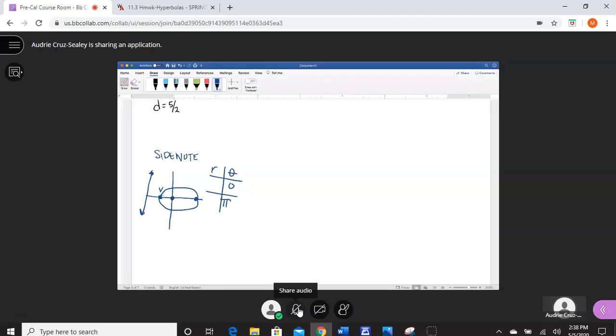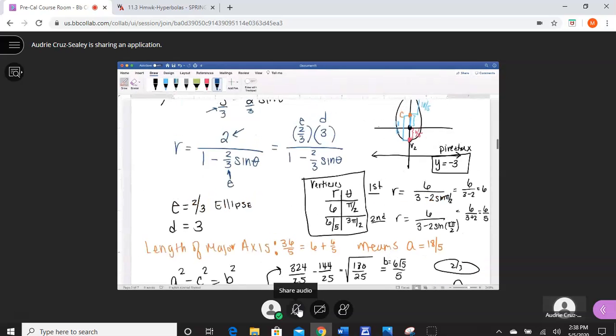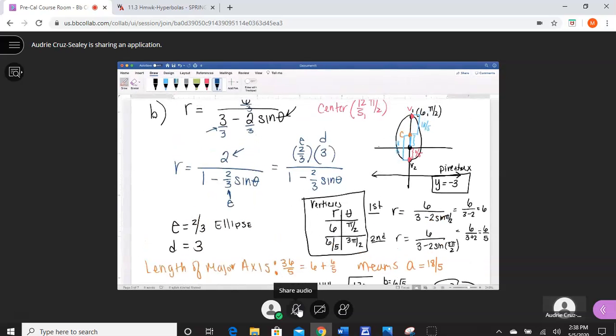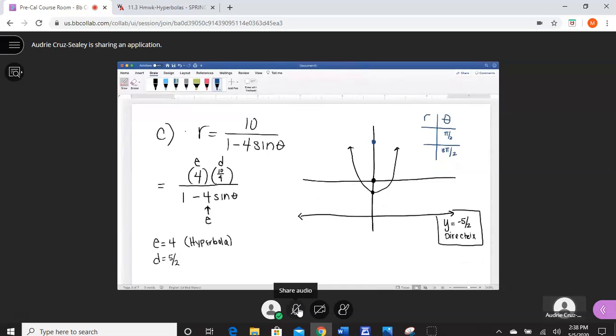So this is a little side note that has nothing to do with this problem. I hate the fact that we chose ones where we're using sine on both of them. And so therefore you know that your directrix is horizontal and your vertices are going to be on these axes. Is that okay? So far so good? Everybody understand? Okay, cool.